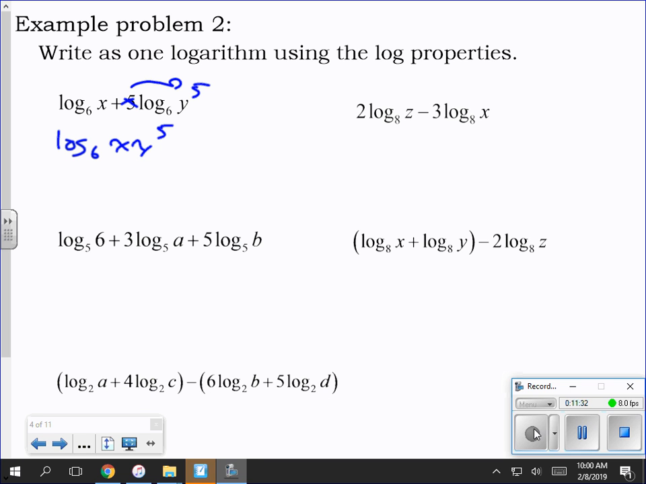Next one, same thing. Bring up the 2. Bring up the 3. Now I have subtraction. So I have division. Log base 8, z squared over x cubed.